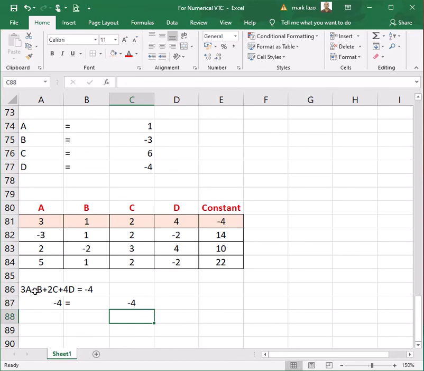So see, when you substitute the values here, it is equal to negative 4. So therefore, our answer here is correct. So you may substitute from any of the equations. You may choose equation 2, equation 3, or equation 4. Just substitute the values derived to check if the constant here corresponds to the values if the variables here are replaced by your answer.